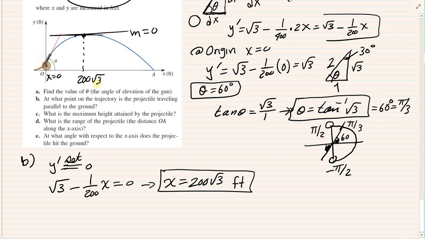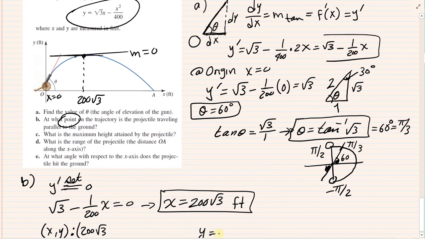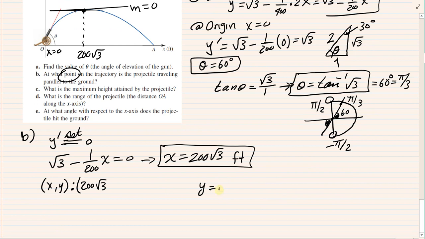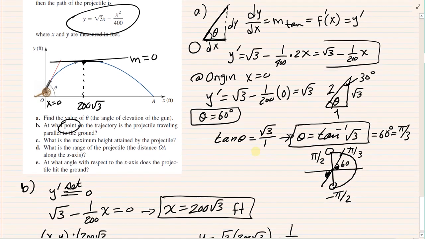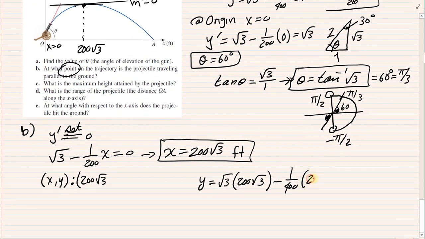Now it says point, right? At what point? So we need to find the y. Every point has an x and a y. We found the x. How do I find the y? Well, to find the y, we need to plug into our function, right? y is equal to square root of 3 x minus 1 over 400 times x squared, which is 200 root 3 squared.